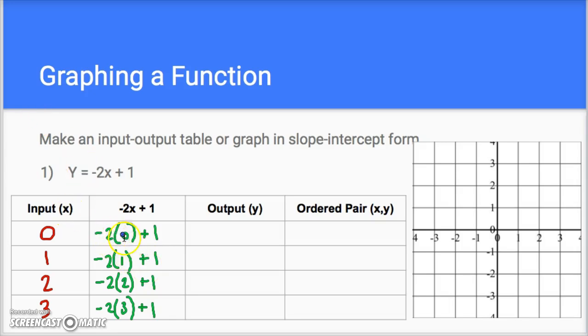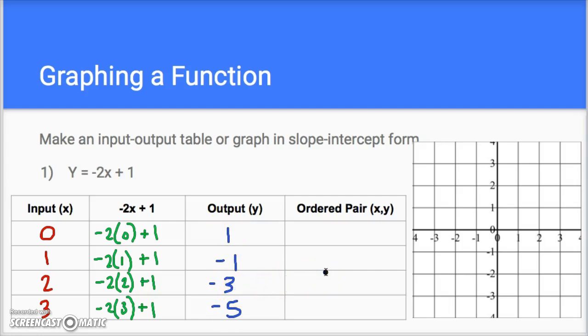So -2 times 0 is 0, plus 1 is 1. -2 times 1 is -2, plus 1 is -1. -2 times 2 is -4, plus 1 is -3. -2 times 3 is -6, plus 1 is -5. And you may have noticed a pattern there. It just goes down by 2 each time.